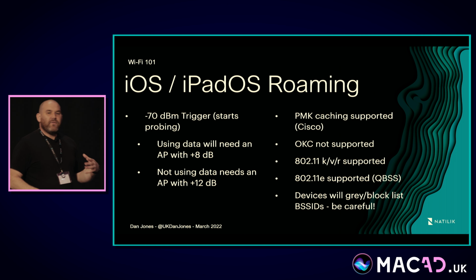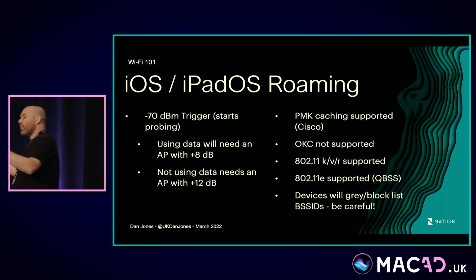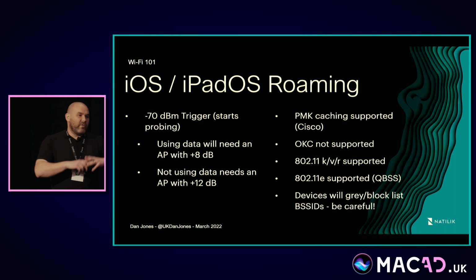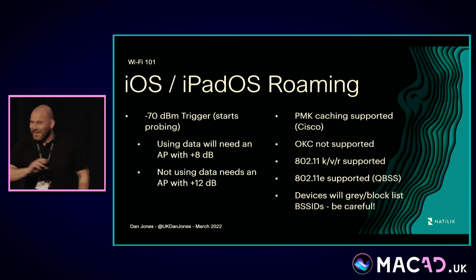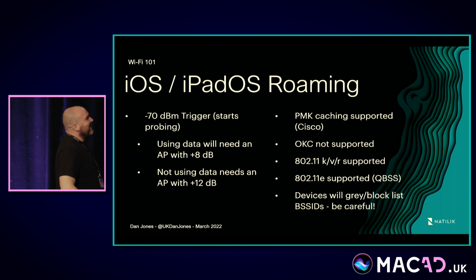The main thing is that if you're using an 802.1X network, rather than having to go back to the RADIUS server every time, the AP can go, yeah, that's fine, let him in. Really, really basic way of saying what 802.11r does.